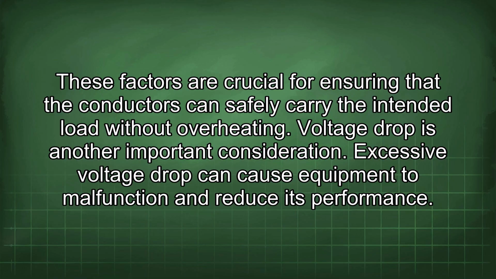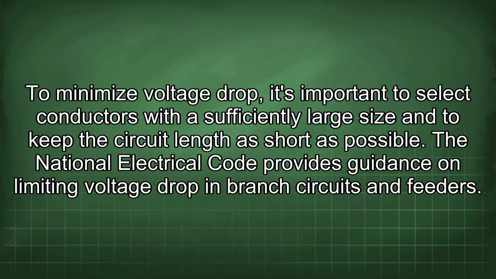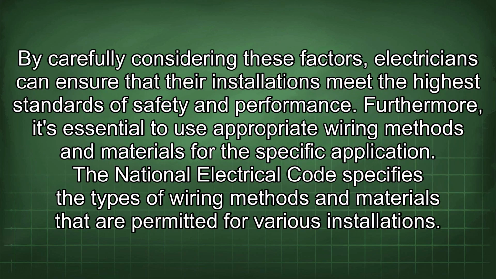Voltage drop is another important consideration. Excessive voltage drop can cause equipment to malfunction and reduce its performance. To minimize voltage drop, it's important to select conductors with a sufficiently large size and to keep the circuit length as short as possible. The National Electrical Code provides guidance on limiting voltage drop in branch circuits and feeders. By carefully considering these factors, electricians can ensure that their installations meet the highest standards of safety and performance.